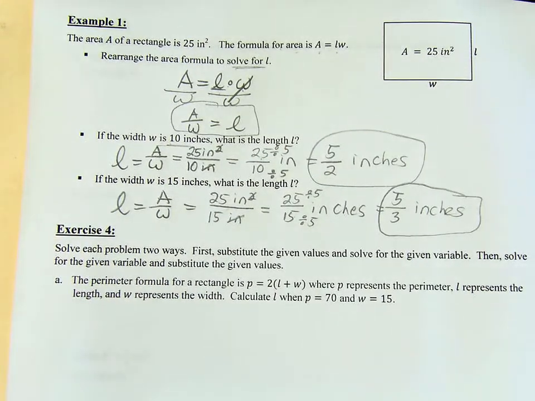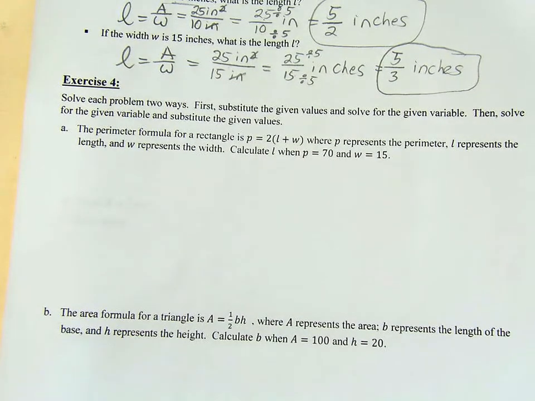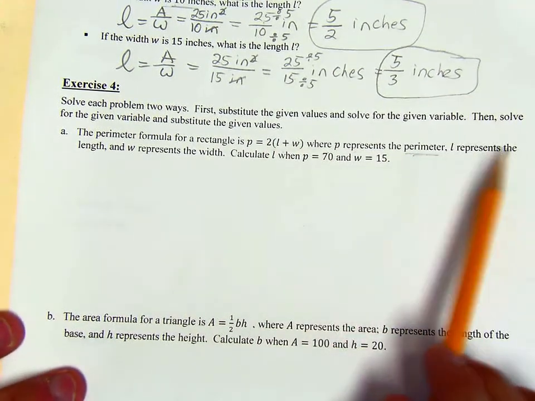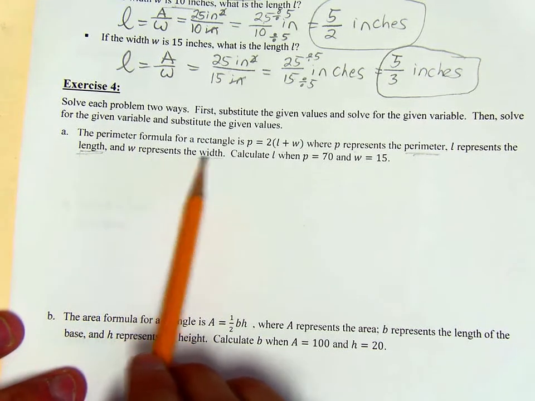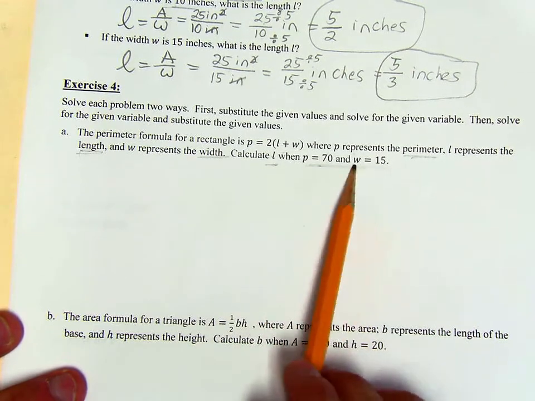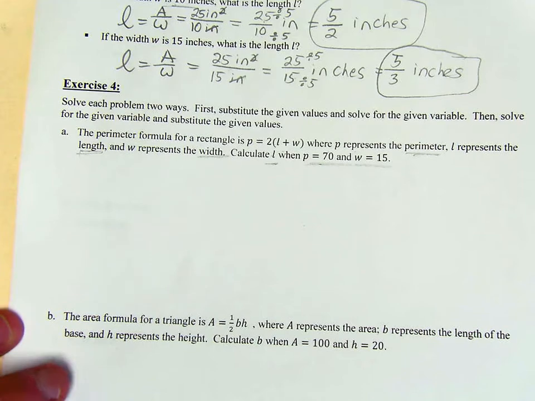Okay. Exercise 4. Exercise 4 says solve each problem in 2 ways. First, we want to substitute the given values for the given variable, and then solve for that given variable, and substitute the given values. For A, it says the perimeter formula for a rectangle is P is equal to 2L plus W, where P represents perimeter, L represents length, W represents width. They want us to calculate L when P is equal to 70, so perimeter is equal to 70, the width is equal to 15. So let's do it our first way.